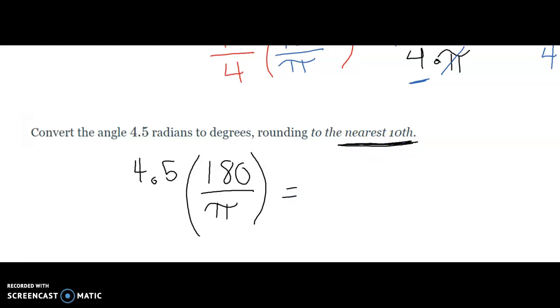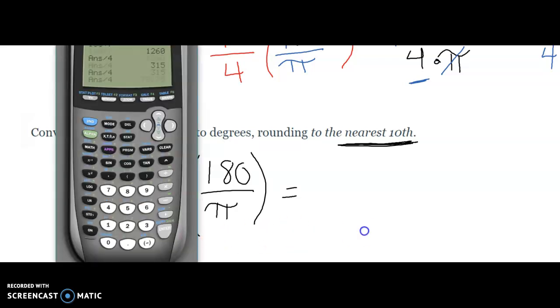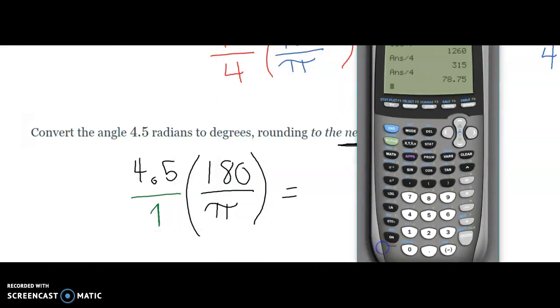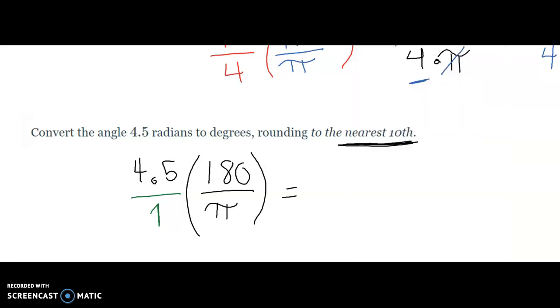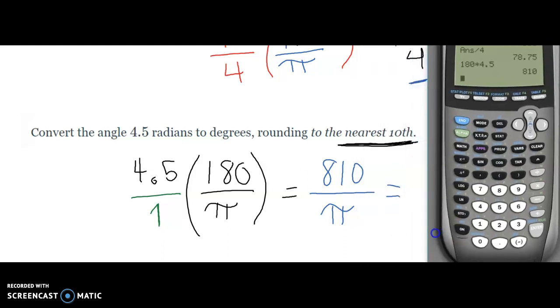Under the 4.5, there's technically a 1. So I'm just going to multiply straight across here. I'm going to say 180 times 4.5, like that. That gives me 810 on top. And it's 810 divided by pi, because 1 times pi is just pi. And again, I'm going to use my calculator because it wants me to round to the nearest tenth. So divided by pi.